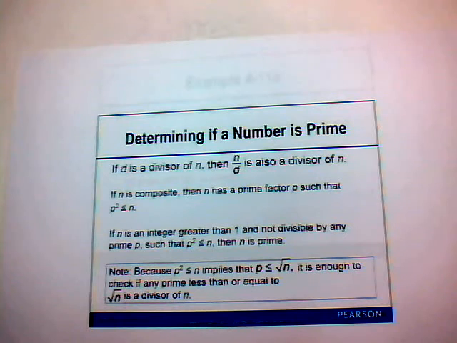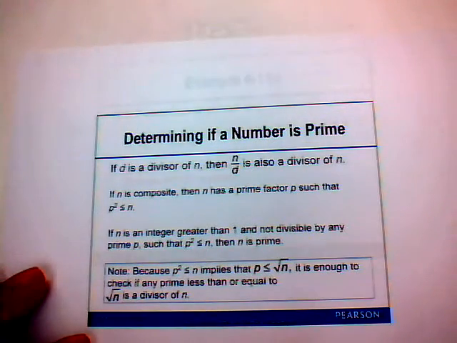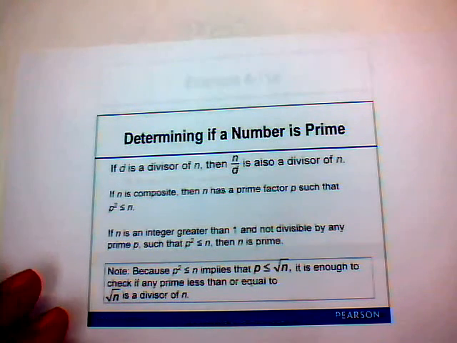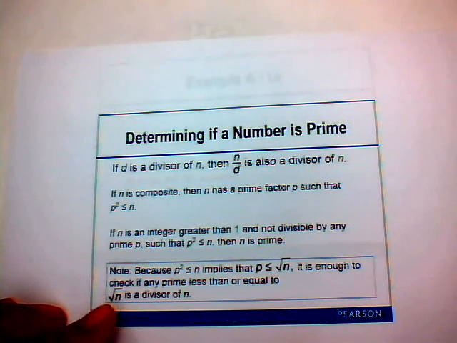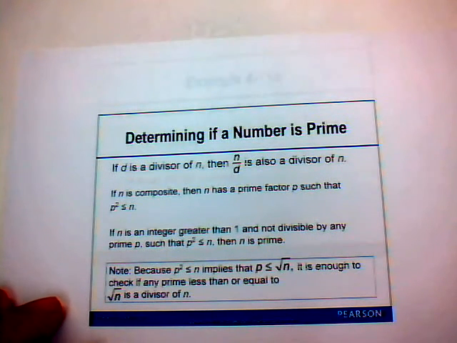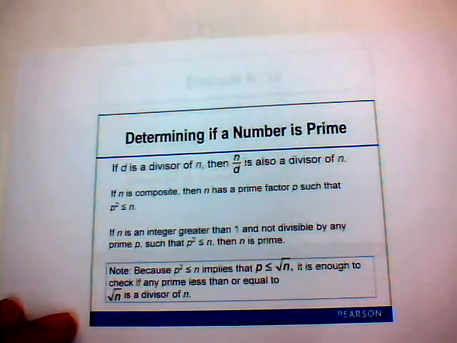And note, because P squared is less than or equal to N, that implies if you take the square root on both sides of this inequality, we can say that P is less than or equal to the square root of N. That would be enough to check if any prime is less than or equal to the square root of N. Okay, that's if any prime is going to be a divisor of N.